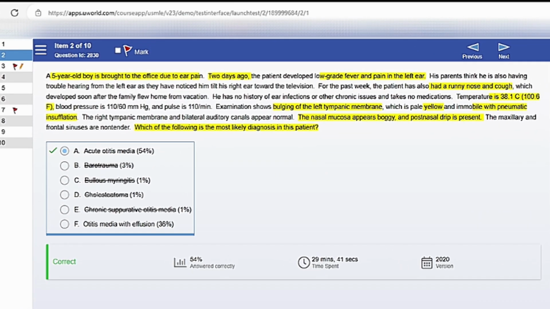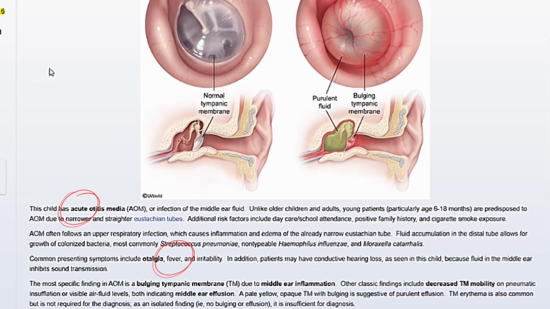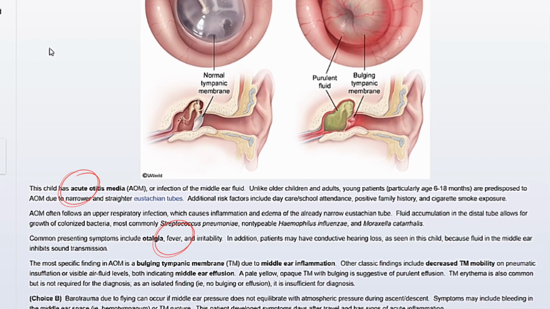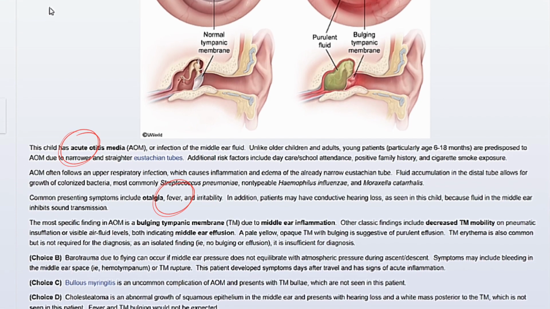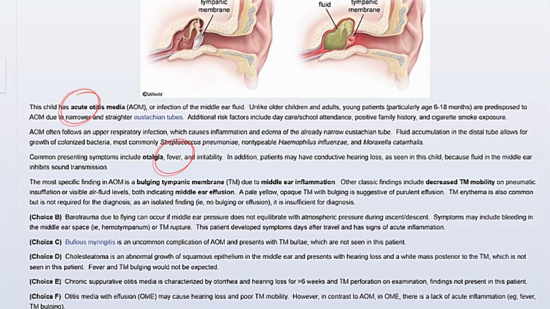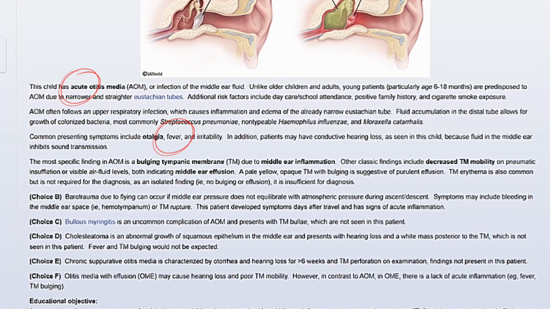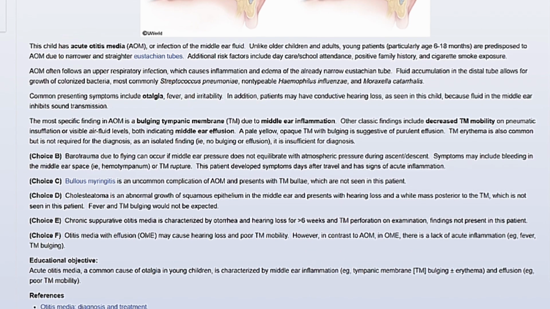Yep, so the correct answer is acute otitis media, because the fever and acuity are the main differentiating factors between acute otitis media and just otitis media with effusion. So definitely acute otitis media can cause effusion as well, so that is included there. These two pieces of information would make the experts in this field arrive at an unanimous answer, and that is acute otitis media. So that is the video for today.